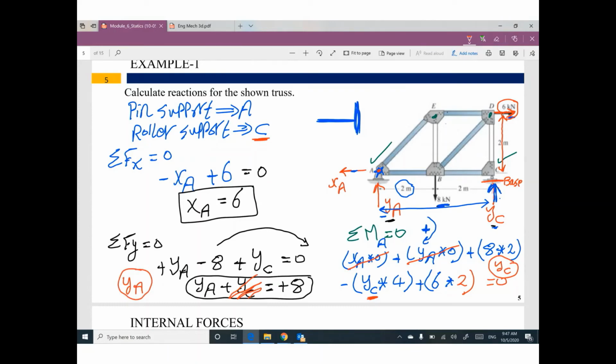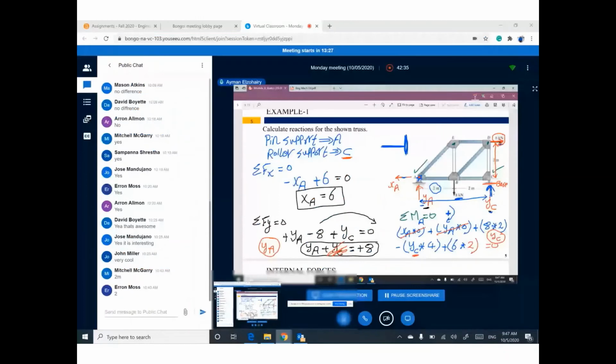Without this step, how to calculate reaction, you cannot solve this problem in this topic. Any questions so far? Thank you. Any questions so far? Okay.